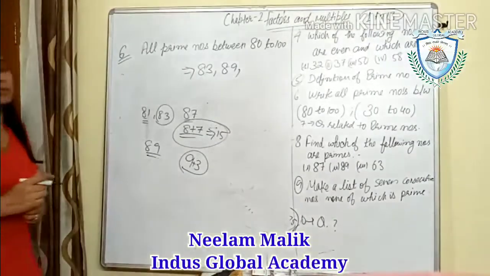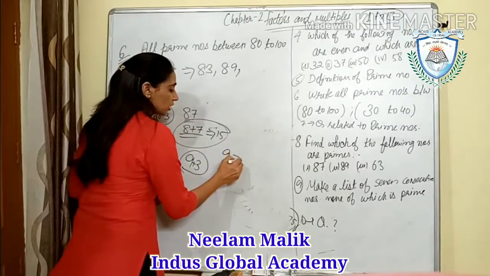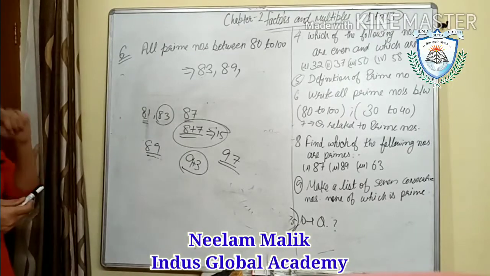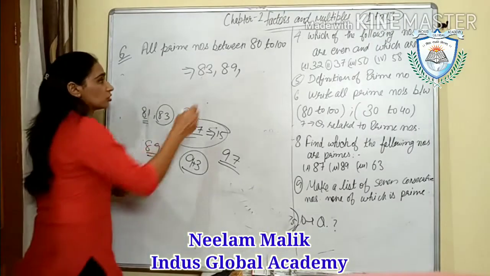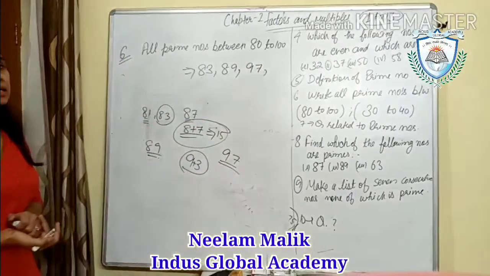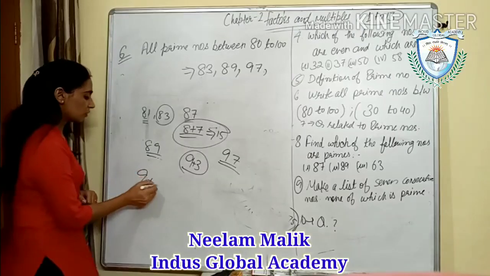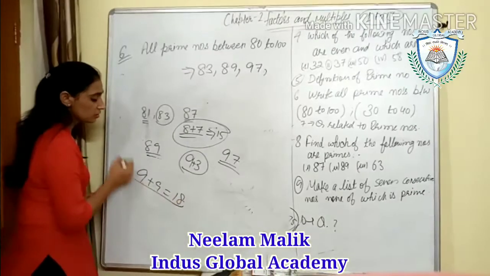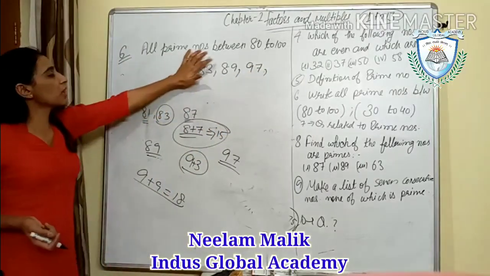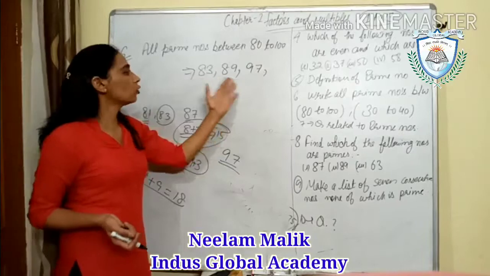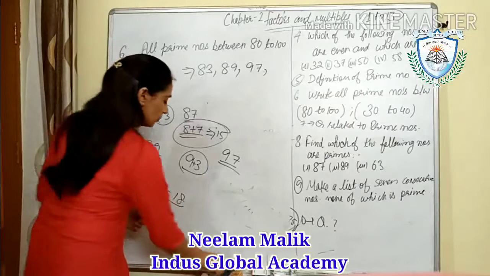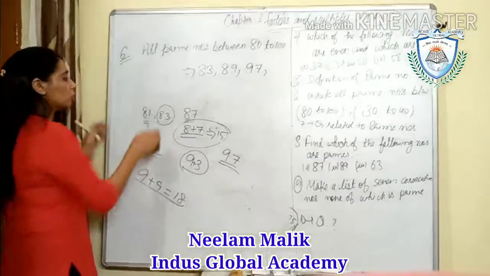95 will not come. Now 97, we have to check here. Is 97 coming in any table or not? I think it is not coming, so 97 is prime. After that 99 is divisible by 3. Yes, so next is 100. So finished. How many prime numbers are there between 80 to 100? Only 3 prime numbers. Now we have to write all prime numbers between 30 to 40.